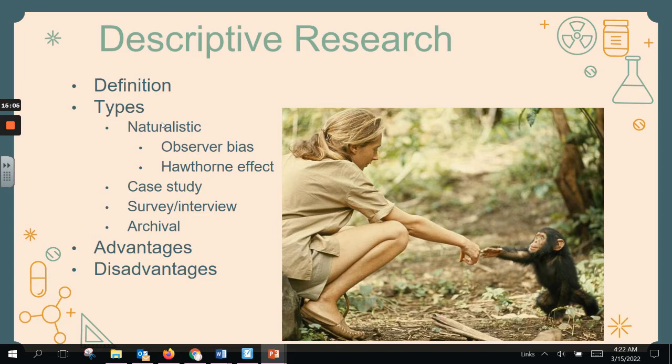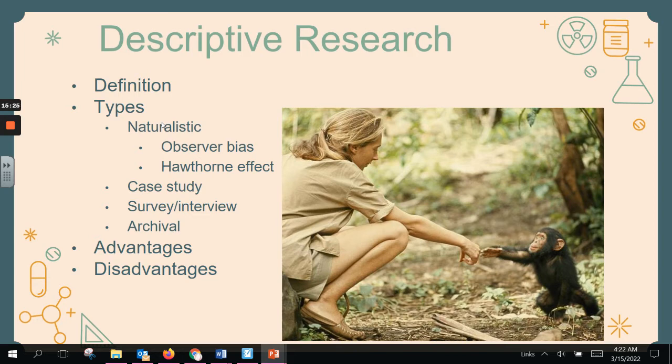A case study is an in-depth study of just one person. They use multiple methods like surveys, interviews, and observation. This is good for studying rare events. However, you cannot test hypotheses or make generalizations because it's often based off of just one person.